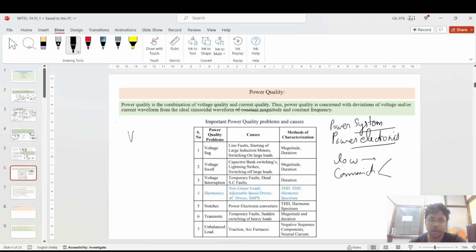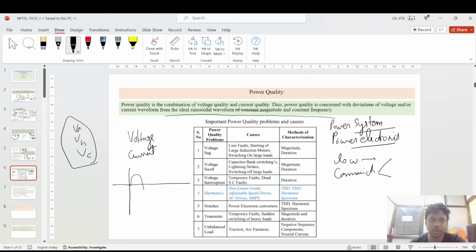Power quality is a combination of voltage quality and current quality. By defining voltage quality and current quality, you define power quality, which is concerned with the deviation of the voltage and or current waveforms from their ideal sinusoidal waveform of constant magnitude and constant frequency. What do you mean by this? Suppose you have VA, VB, VC components for the voltage. If you are getting a pure sinusoidal waveform, with VA, VB and VC shifted by 120 degrees, then this is fine, and your waveform quality is actually good.